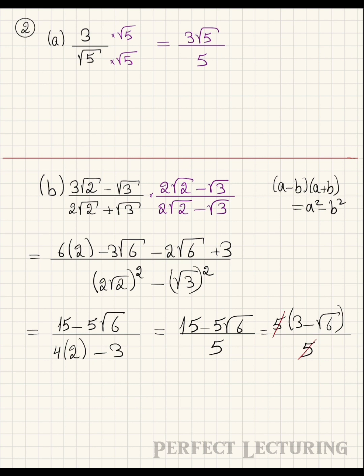Why? Because we have a product here. And this is a very common mistake. So again, we never simplify if we have a minus or plus in the middle. Thus, the final answer becomes 3 minus the square root of 6.